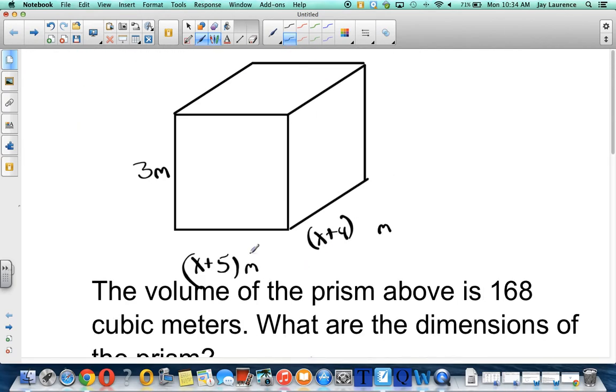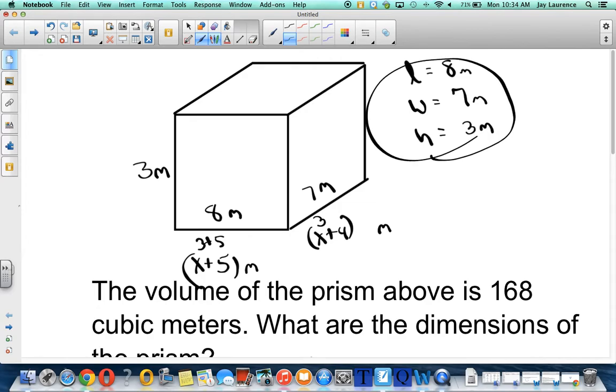Since x is 3, I know that x plus 5 is 3 plus 5, and therefore this becomes 8 meters. This is a 3, so I get 7 meters. So my dimensions, my length, would equal 8 meters. My width could equal 7 meters, and then my height would be 3 meters, and there you go. Piece of cake. Long problem, but not hard, not difficult.